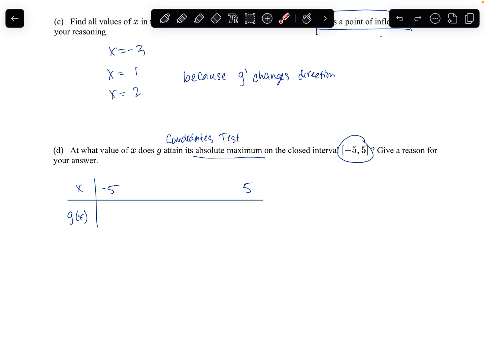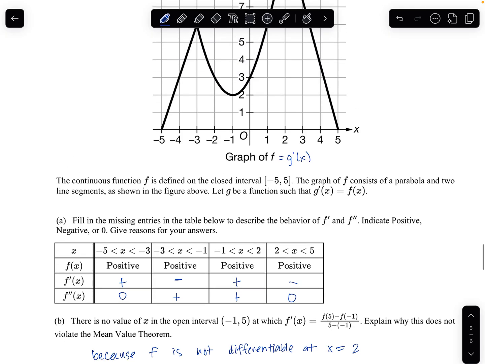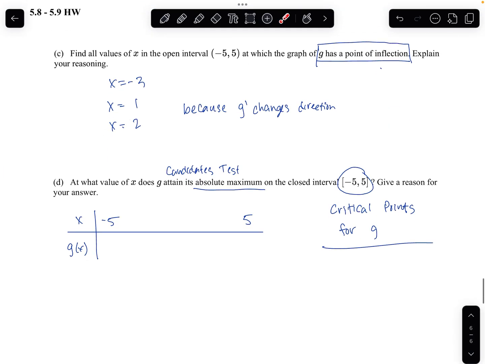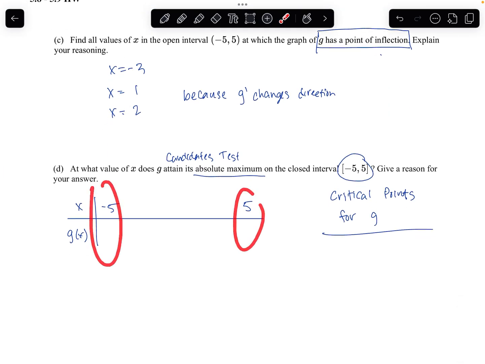Can I find my critical points? So are there critical points for g? I don't think there are any. The only critical points for g are at -5 and 5, because that's when g prime is equal to 0. So the endpoints are the critical points. What this means for us is that the minimums and maximums have to be at the endpoints. And which ones are they going to be?